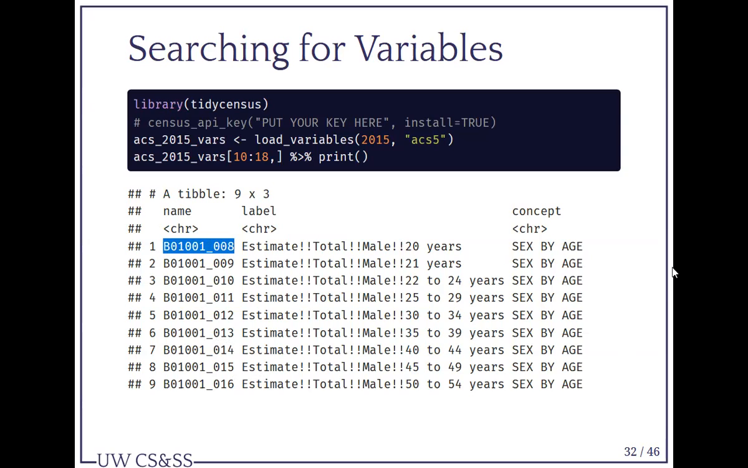And it used to be different when I learned R. But that variable name will tell you what information it contains, things like the estimate of the total amount of males who are 20 years old. You can also search by concepts, so things like sex by age.